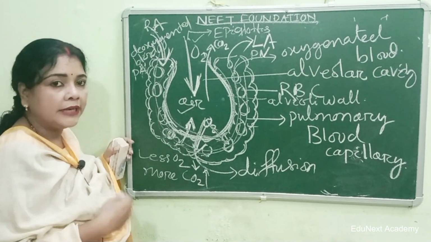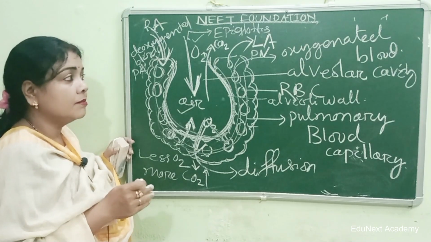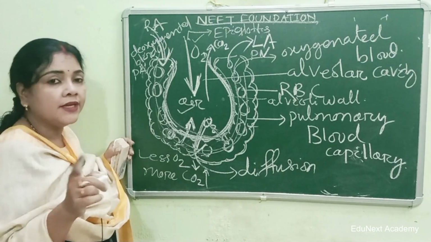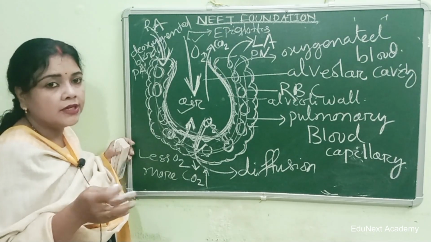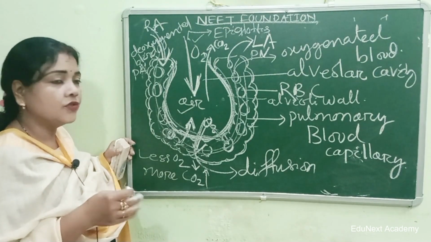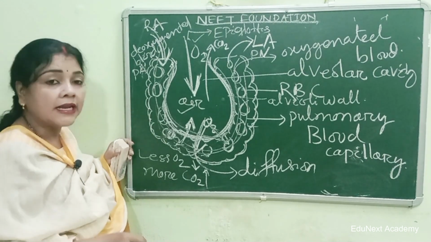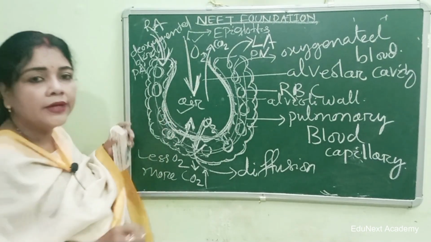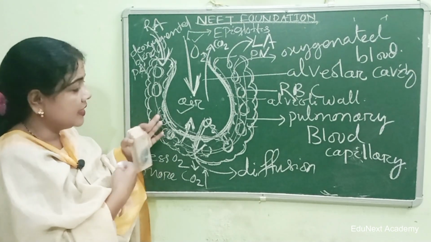Okay, from the left atrium, by the help of the systemic aorta, the oxygenated blood is actually transported to every tissue of our body. So in this way, the carbon dioxide and oxygen gas exchange.